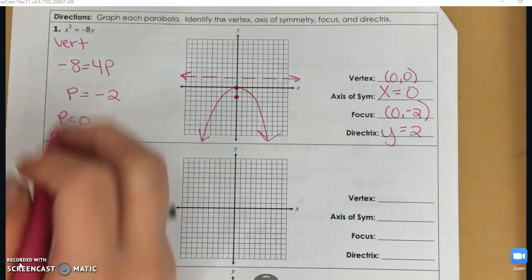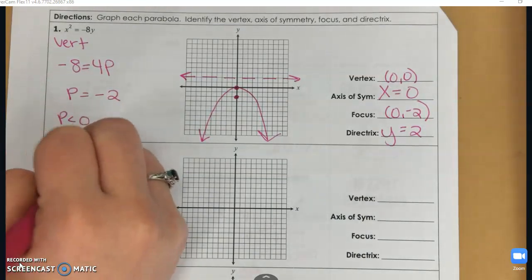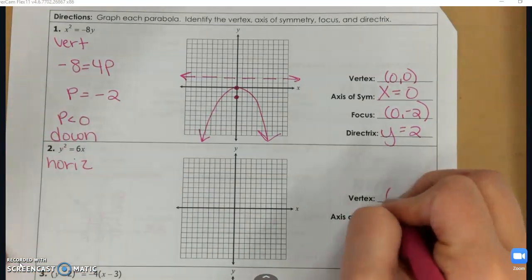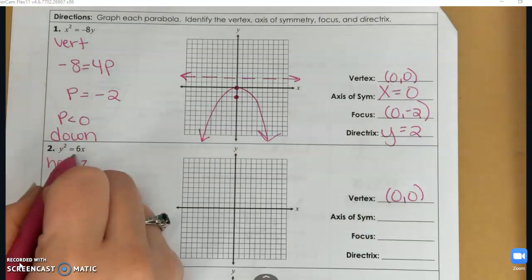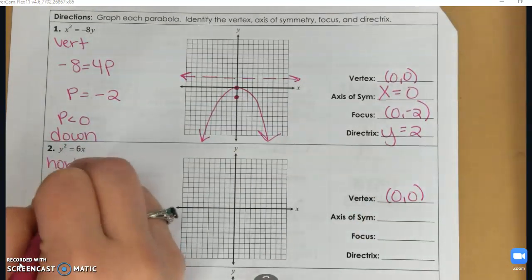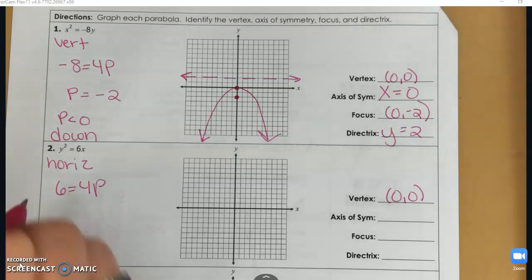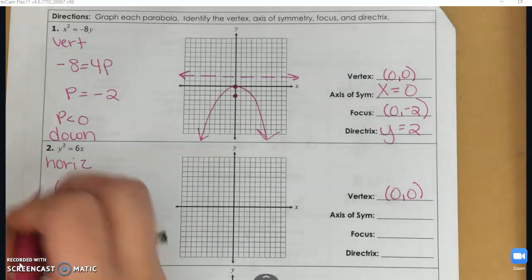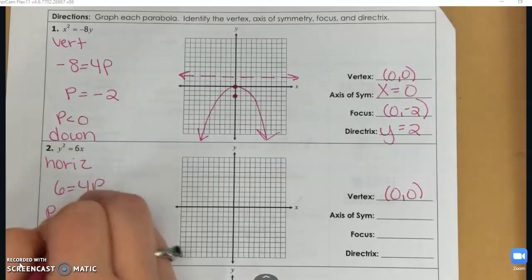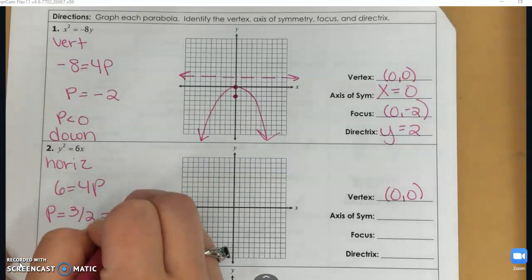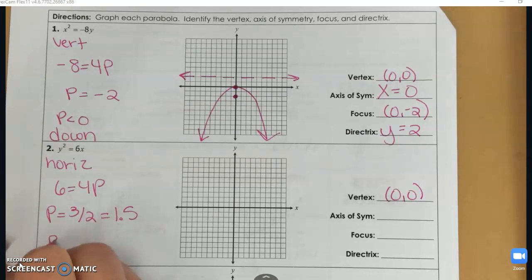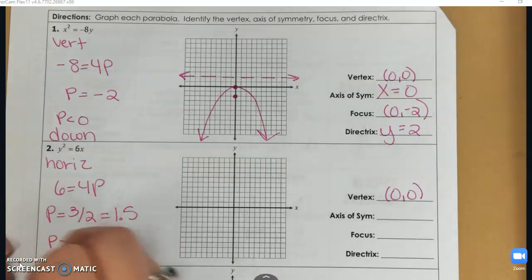Okay, let's look at number 2. This one is going to be a horizontal parabola because I have y squared. Again, my vertex is (0, 0). And then the 6 is equivalent to 4p. So that's going to help me determine what direction this is opening, as well as finding my focus and directrix. So if 6 is equal to 4p, that means p is equal to 3/2 or 1.5, however you want to write it. And that is a positive number, so that means that this parabola is opening to the right.